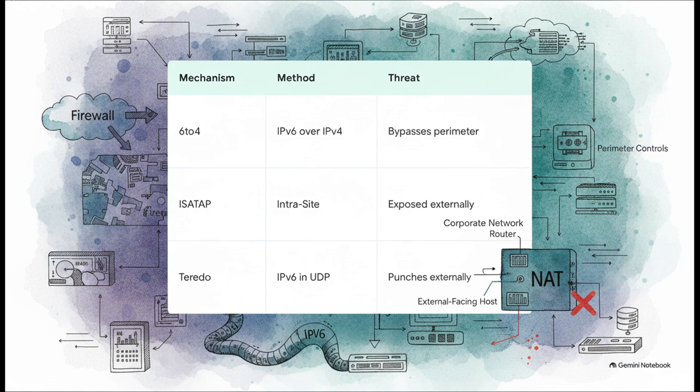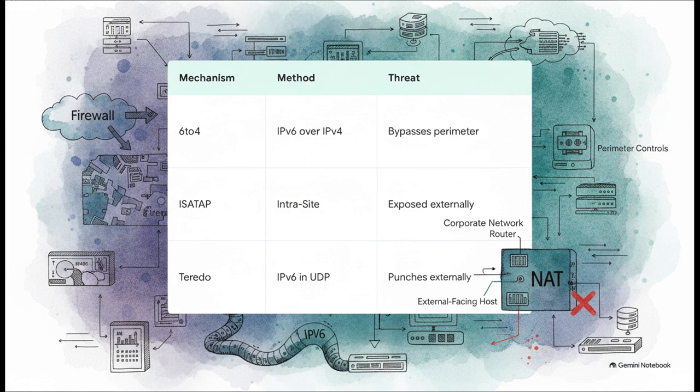First, 6-4, which automatically tunnels IPv6 traffic over IPv4. The threat here is that it completely bypasses your IPv6 perimeter controls, because to your firewall, it just looks like standard IPv4 protocol 41 traffic. Then, we have ISATAP. This was designed for intra-site routing, but it is notoriously left enabled by default on external-facing hosts, which just exposes your internal topology to the world.